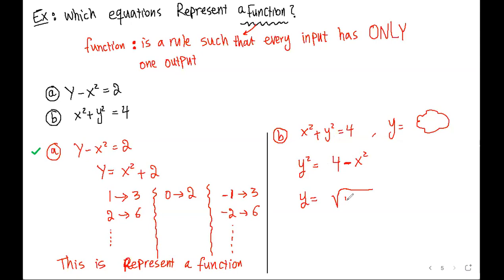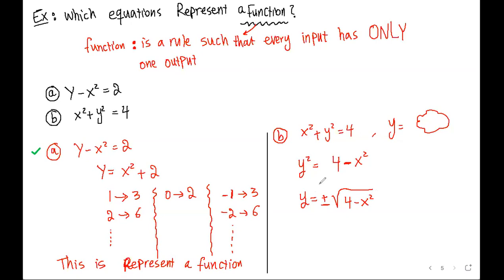Square root of 4 minus x squared. But don't forget positive, negative. Because when we take the square root in the equation, I have to take the two signs for the radical, the positive and the negative one.